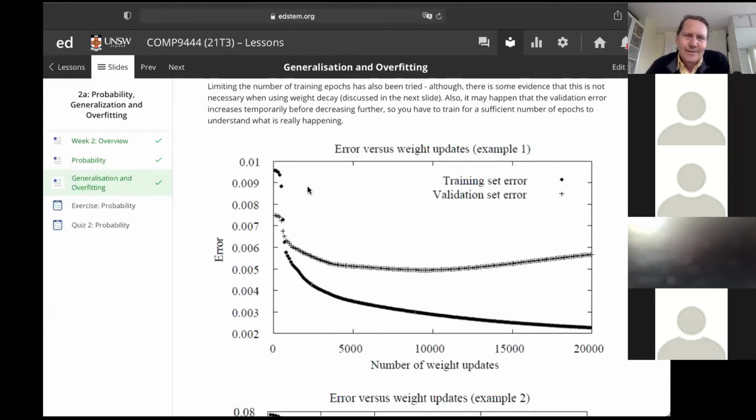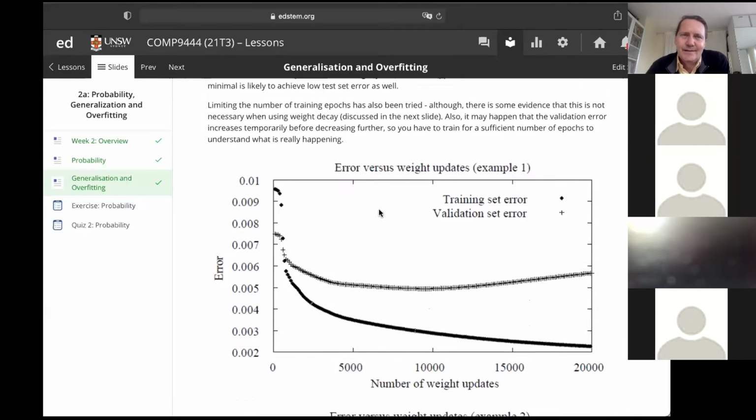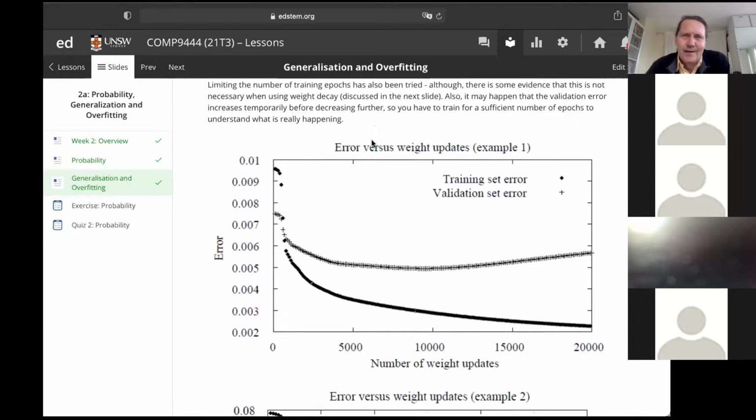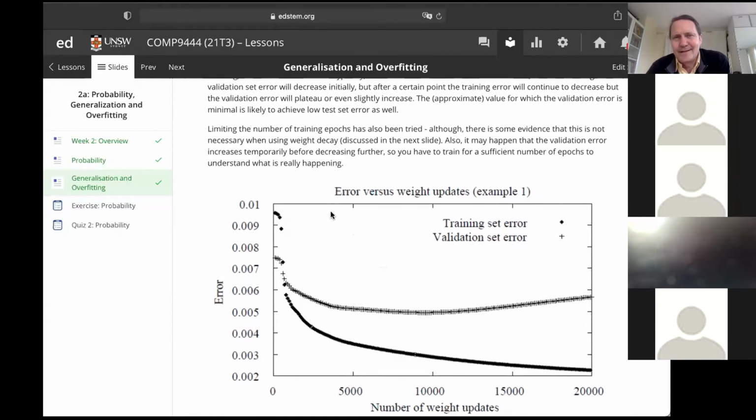And often we use a validation set to tune these meta parameters. Usually we don't have access to the test set, but whatever data we've been given, we can split it up and use 80 or 90% of it for training and the other 10 or 20% for validation.